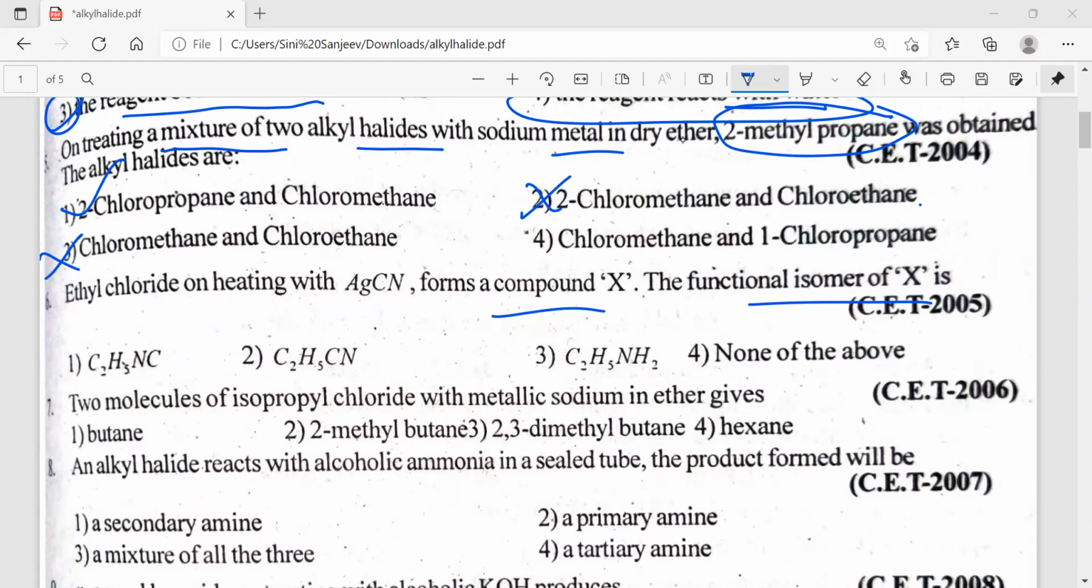Yes. Again, it is a direct one. The second one is the option C2H5Cl. Good.